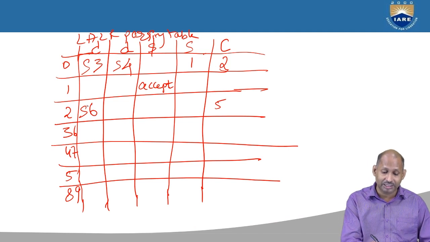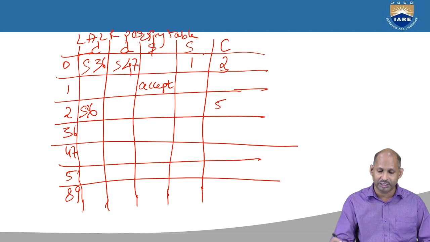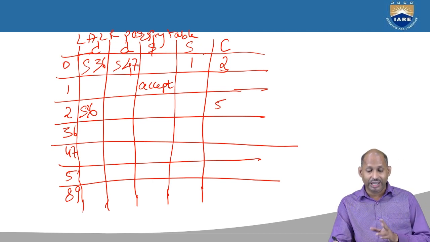S6 means S36. Here it is a 36. Here it is a 47. Right? We have to write the combined states. Right?